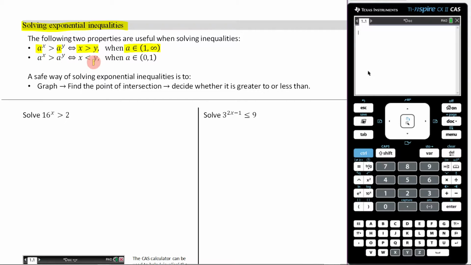Now, if we've got exactly the same scenario, a to the x is greater than a to the y, but a is between 0 and 1, meaning like a half or a quarter, anything less than 1 or greater than 0, then it actually flips around. x is going to be less than y.